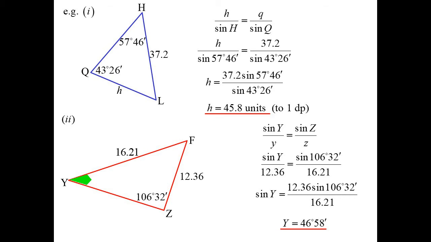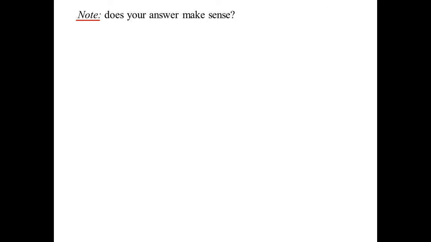Be careful when you're using the sine rule. Does your answer make sense? Because remember, your calculator will always give you an acute angle for these questions. But we've seen that sine is also positive in the second quadrant. So if the answer happens to be an obtuse angle, your calculator can't tell the difference. So things to look out for.